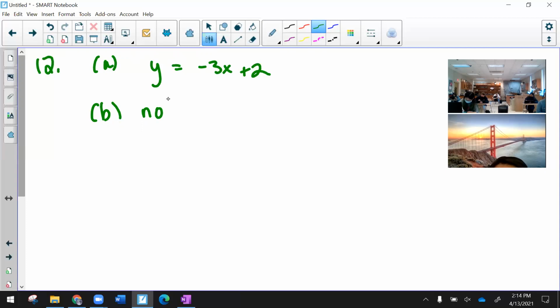Okay, C is given that g of 0 is 4, write an equation of the line tangent to the graph where x is equal to 0. So your answer for part C is y is equal to 4.